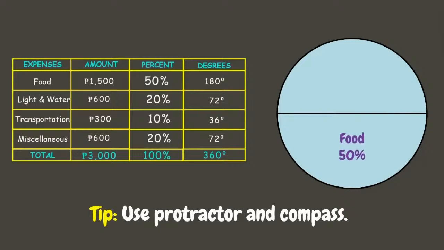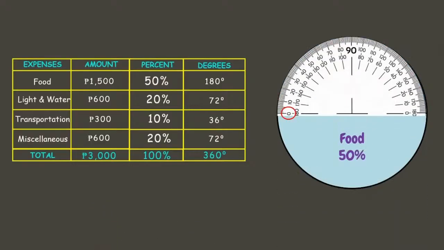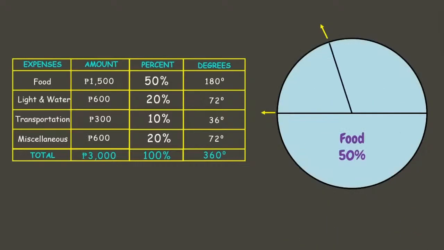Next, for light and water, it is 72 degrees or 20% of the whole. Let us use a protractor with this one. Let us start from 0, then mark until 72 degrees. Here we have 70, and let's just add 2 lines, so that will be 72 degrees. There you go. Now that is light and water, which is 72 degrees or 20% of the whole.